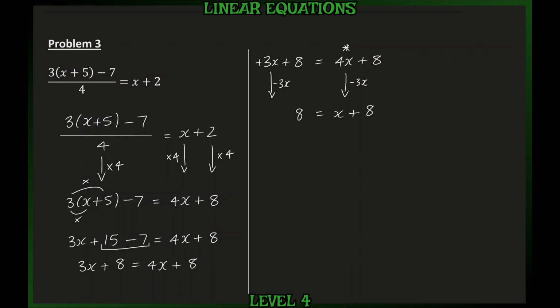Finally, we'd like to remove the plus 8 from the right to leave x on its own, so we use its inverse, which is minus 8, and do exactly the same on the left. And because 8 minus 8 is 0, the left becomes 0, and the right becomes x. So our final answer to problem 3 is x is equal to 0.